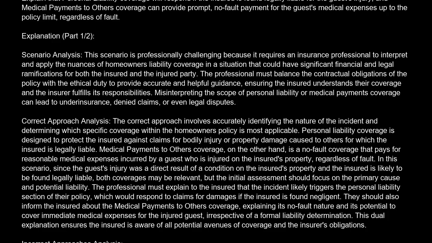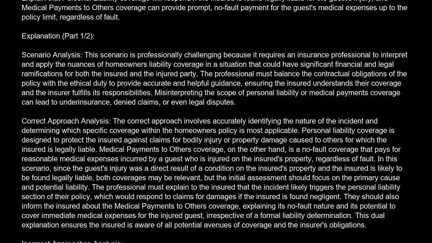This scenario is professionally challenging because it requires an insurance professional to interpret and apply the nuances of homeowners' liability coverage in a situation that could have significant financial and legal ramifications for both the insured and the injured party. The professional must balance the contractual obligations of the policy with the ethical duty to provide accurate and helpful guidance, ensuring the insured understands their coverage and the insurer fulfills its responsibilities. Misinterpreting the scope of personal liability or medical payments coverage can lead to underinsurance, denied claims, or even legal disputes.